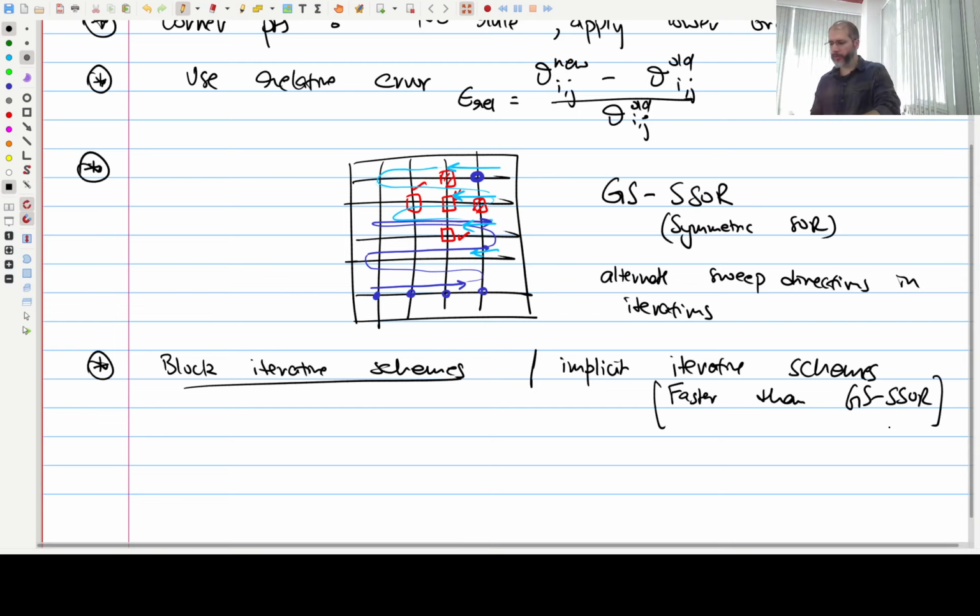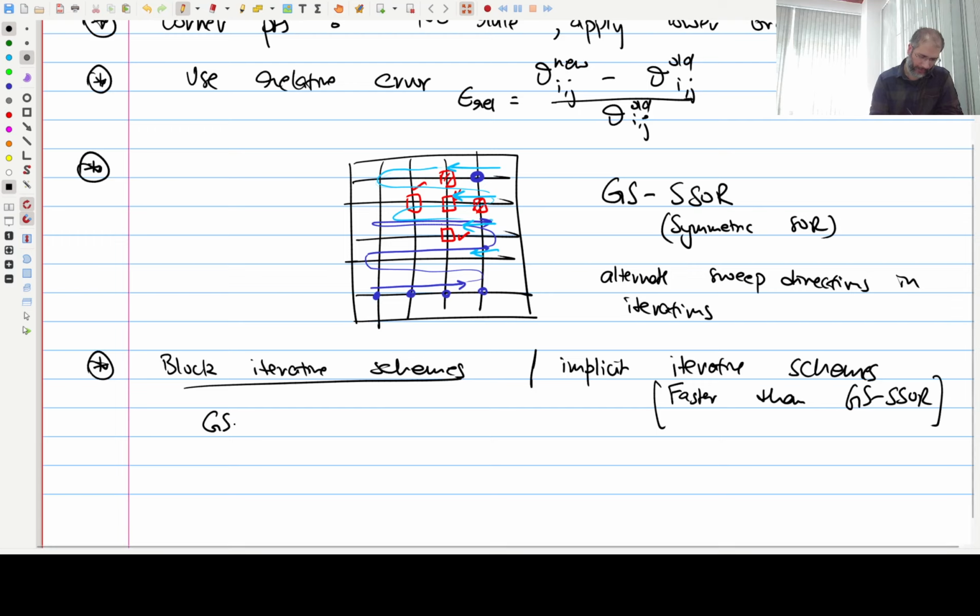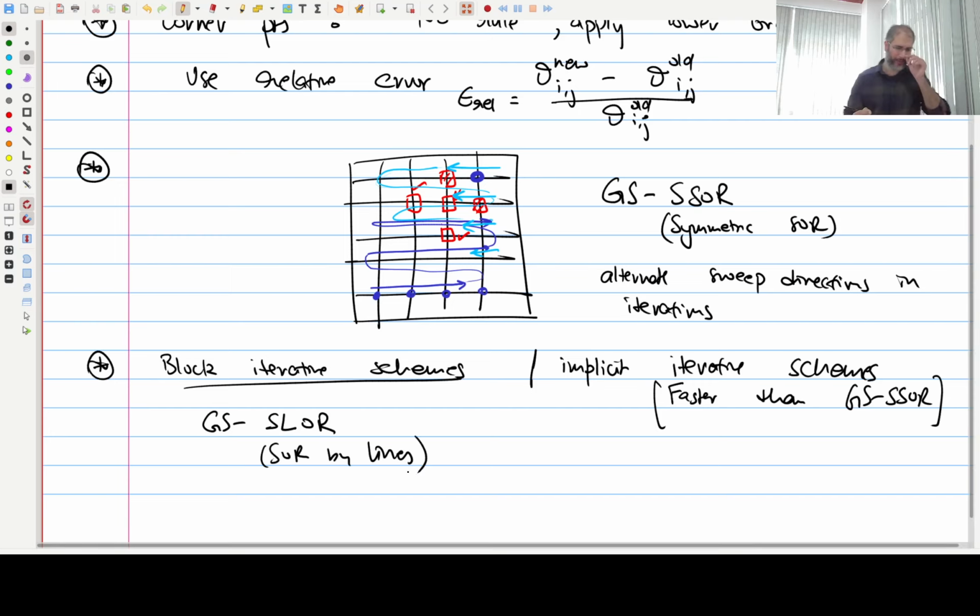So there are different types of scheme. We'll just discuss one, which is called SOR by lines. So the one we'll discuss is called Gauss-Seidel SLOR. So L stands for by lines. So this is called SOR by lines. I'll tell you what it means.